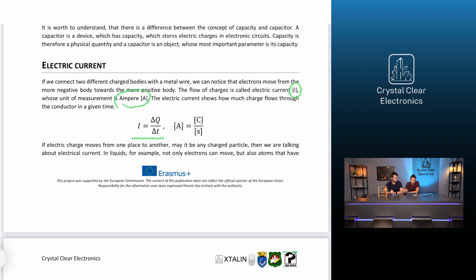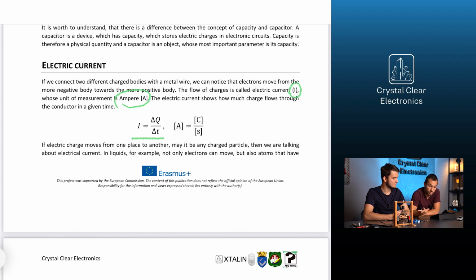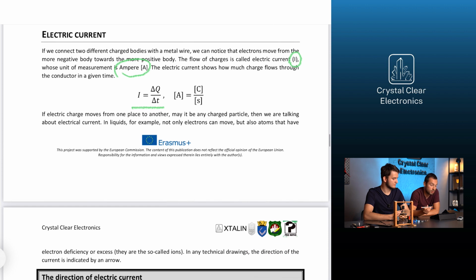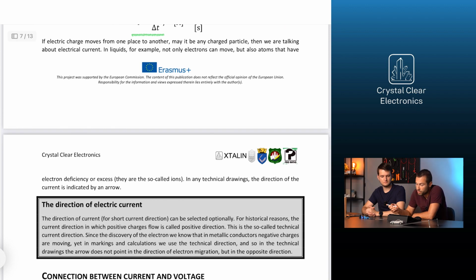If electric charge moves from one place to another, may it be any charged particle, then we're talking about electrical current. In liquids, for example, not only electrons can move, but also atoms that have electron deficiency or excess. They are the so-called ions. In any technical drawings, the direction of the current is indicated by an arrow.